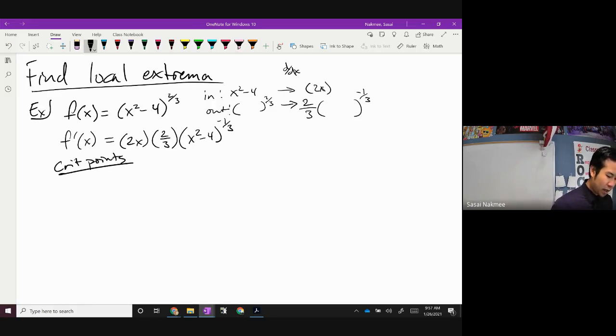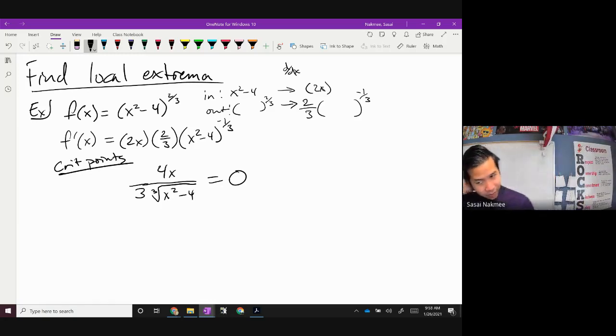I'm going to do that by cleaning this up a little bit. I'm going to multiply this out. So I have here 2x times 2/3, which is the same thing as 4x/3. And then I'm going to rewrite this thing over here. This is a negative exponent, so it's going to go in the bottom of my fraction. And it's a negative 1/3, which means it's a cube root of this stuff. I'm going to rewrite this as 4x/3 times the cube root of x squared minus 4, and I'm setting this equal to 0. Okay? How you guys doing?